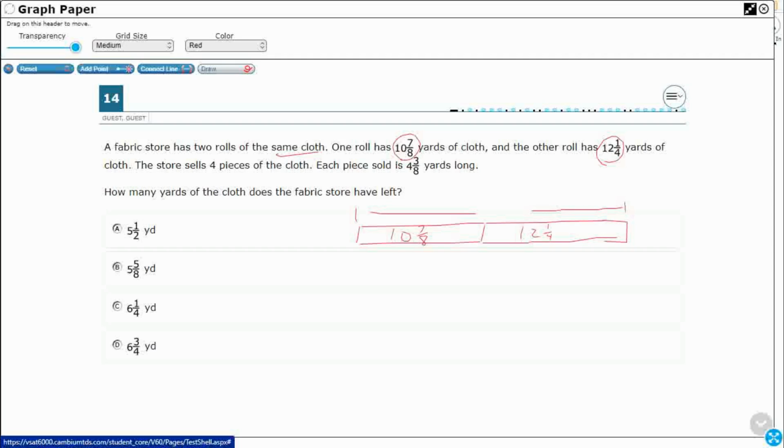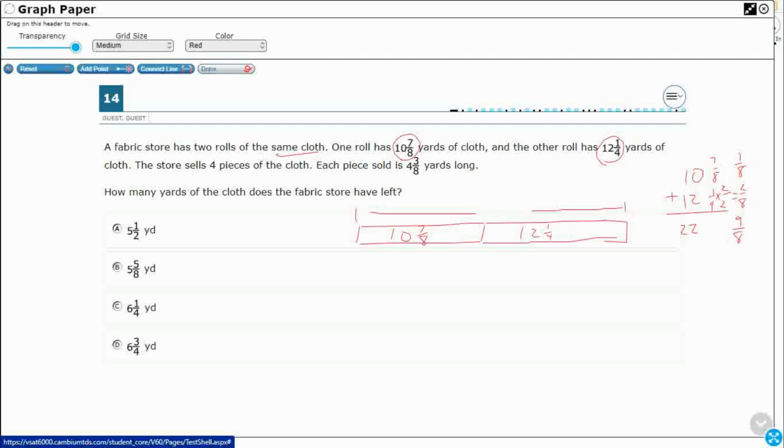If we are going to add, we can add like this, at least for the whole numbers. So that's going to be 22. Now I need to add my 7/8 and my 1/4. You need to have the same denominators. Looking at my least common denominator, I can just multiply that by 2 and get 2/8. So 7/8 and 2/8 gives me 9/8.